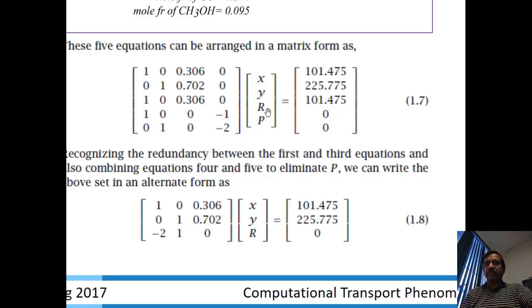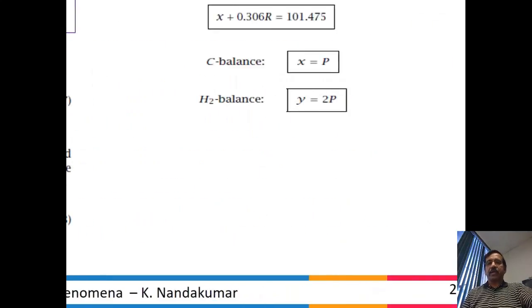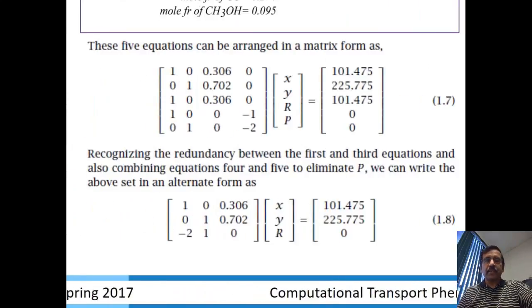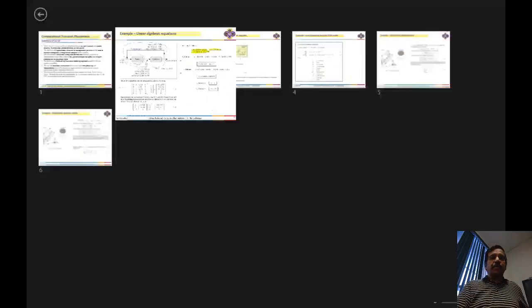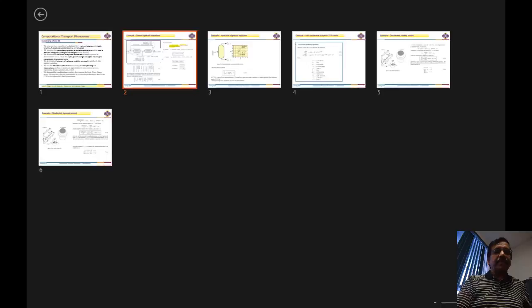Because one of the equations that I had was simply, if you compare, x equal to P and y equal to 2P. So wherever I had x and y, I could replace that, okay? Or P in terms of x and y. So that's the simplest problem, the simplest example that we have.